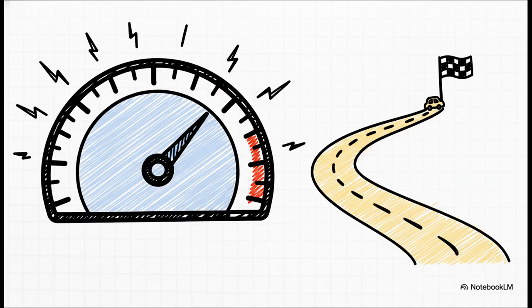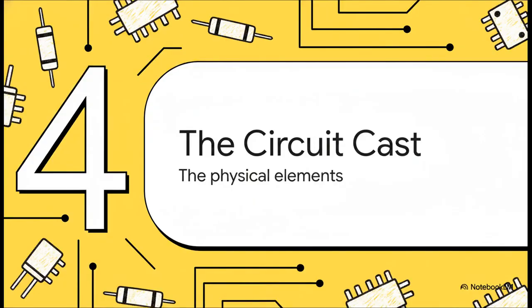Electrical energy, on the other hand, is measured in joules. Energy is the total work done over a period of time. A great way to think about it is this. Power is how fast your car is driving right now, while energy is the total number of miles you've covered by the time you reach your destination. That brings us to Section 4, the circuit cast, introducing the physical elements.